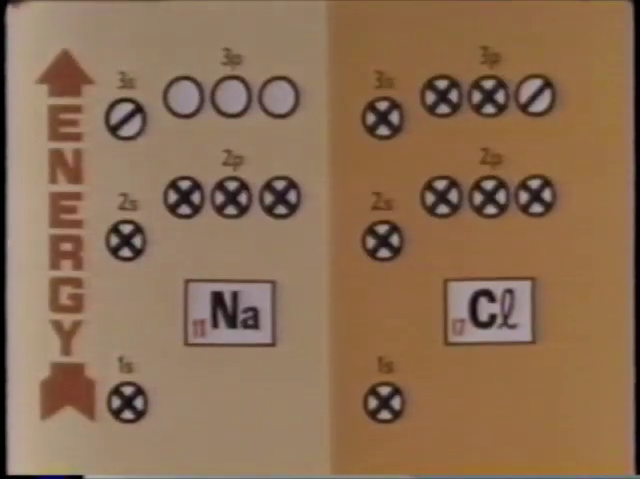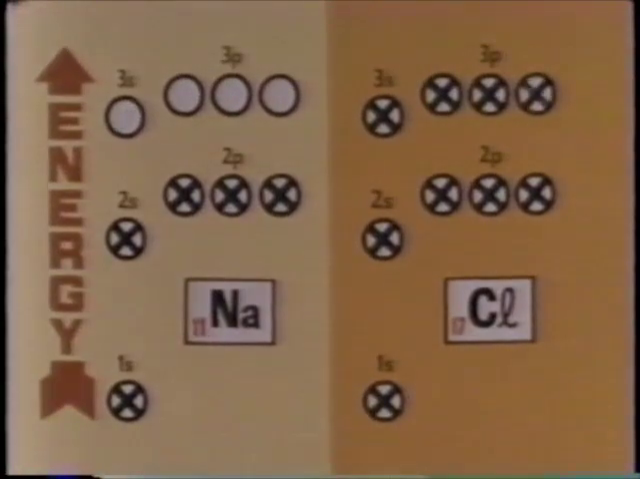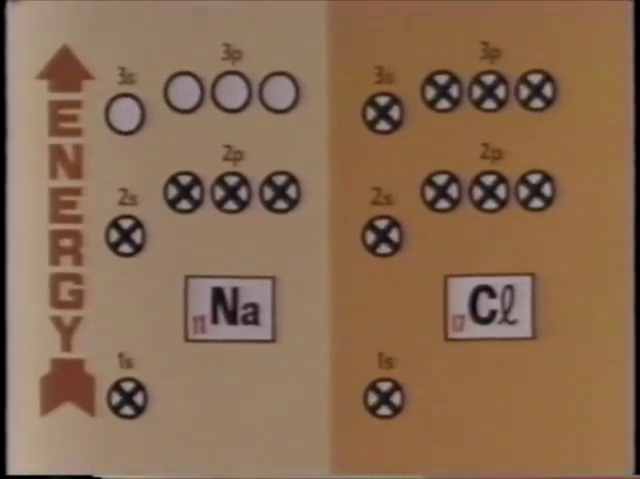In this reaction between sodium gas and chlorine gas, each sodium atom loses an electron to a chlorine atom, and the ionic substance sodium chloride is produced. In the reaction, a 3s valence electron from each sodium atom has been transferred to a chlorine atom, as shown on these orbital charts.